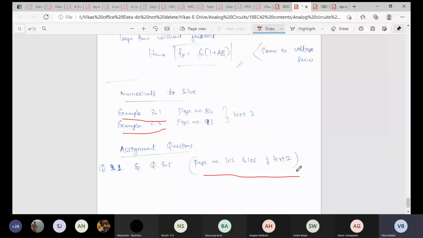One is the derivation for output resistance for the voltage shunt feedback amplifier, one numerical on the inverting amplifier, and one numerical on the non-inverting amplifier. On the same lines, I am going to solve 2 or 3 numericals in the class pertaining to inverting and non-inverting amplifiers. Once that is done, we are going to look into the different applications of the op-amp. So let's take the attendance now.